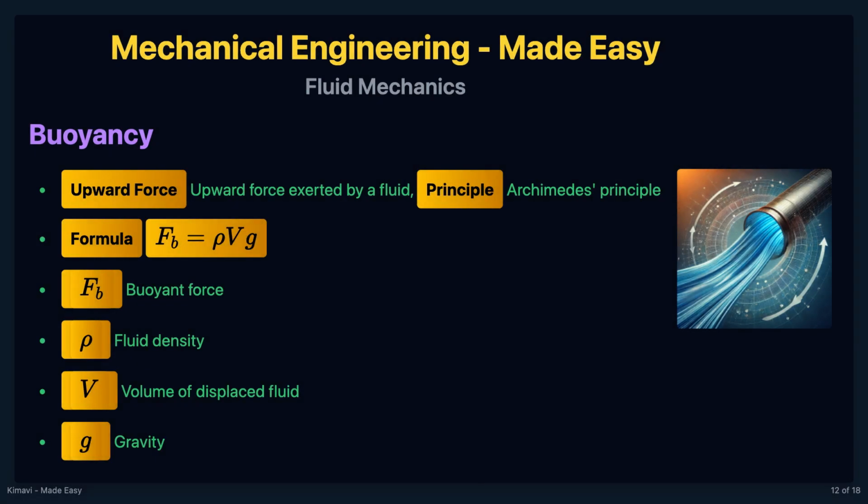Buoyancy is the upward force exerted by a fluid on a submerged or partially submerged object. According to Archimedes' principle, the buoyant force is equal to the weight of the fluid displaced by the object. The formula is F sub b equals ρvg, where F sub b is the buoyant force, ρ is the fluid density, v is the volume of the displaced fluid, and g is the acceleration due to gravity.